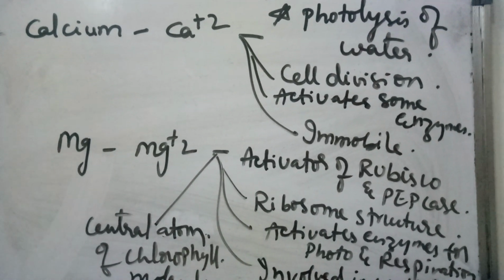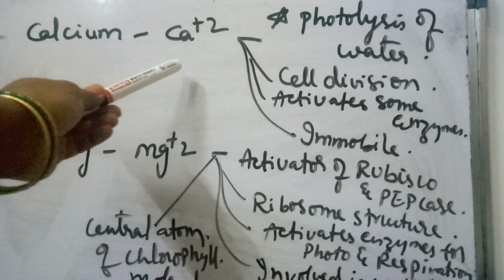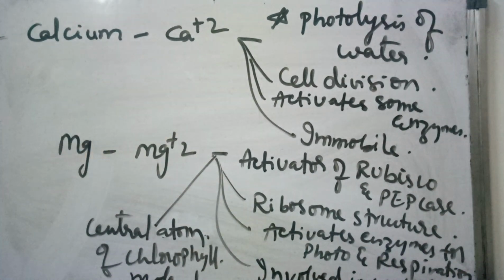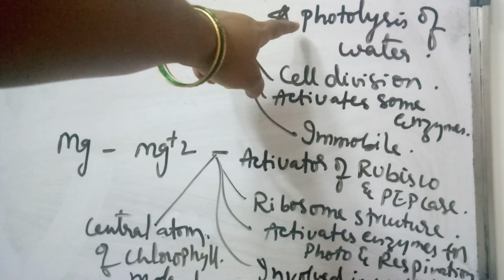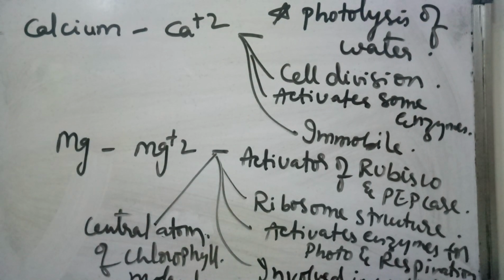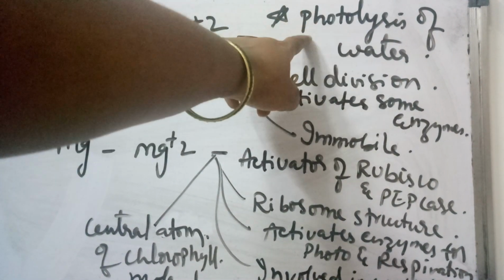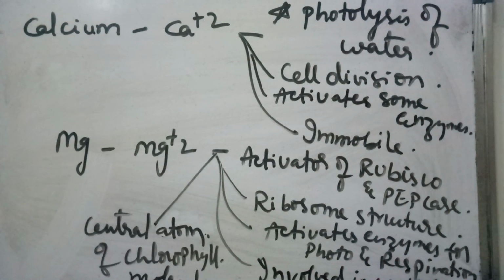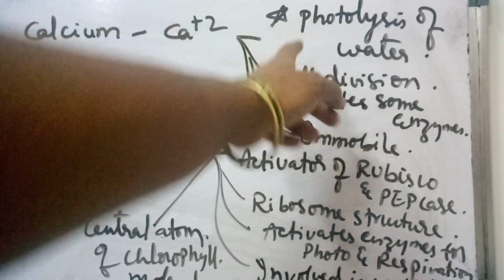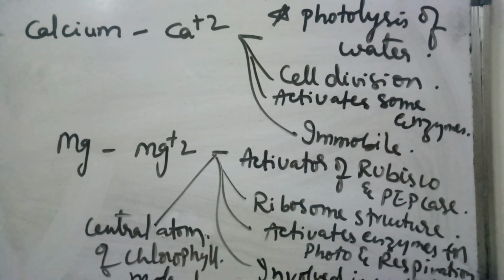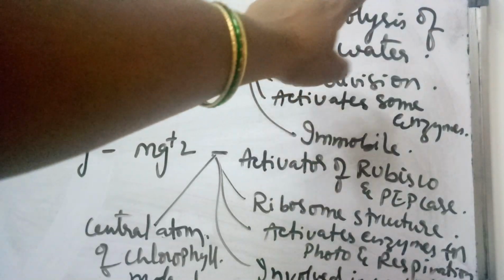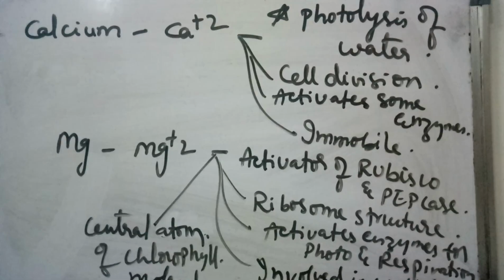So coming to calcium, calcium is absorbed in the form of Ca+2. This is a divalent cation. And calcium plays an important role in photolysis of water. This is a very important activity which occurs during photosynthesis. Photolysis means lysis of water with the help of light energy. So breakdown of water occurs with the help of light energy. That process is called photolysis of water. So calcium plays a major role in photolysis of water. Remember this point, which is very important.